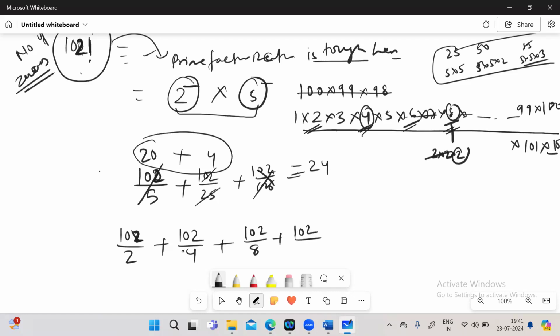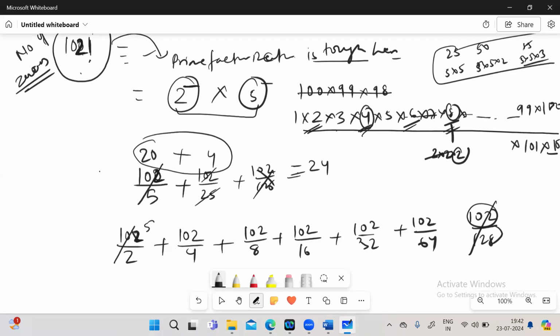Similarly, every 16th number will have an extra 2. Every 32nd number will have one more 2. Every 64th number will have one more 2. And every 128th would have one more 2, but 102 is less than 128, so we'll not be counting it. So these are the number of 2s which will be there as power.